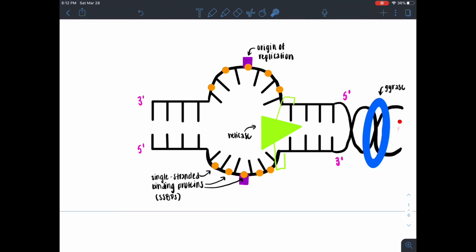Gyrase is an enzyme upstream of the replication fork that surrounds the double-stranded DNA and relieves supercoiling that results due to the unwinding and separation of DNA strands. Gyrase is shown here in blue.